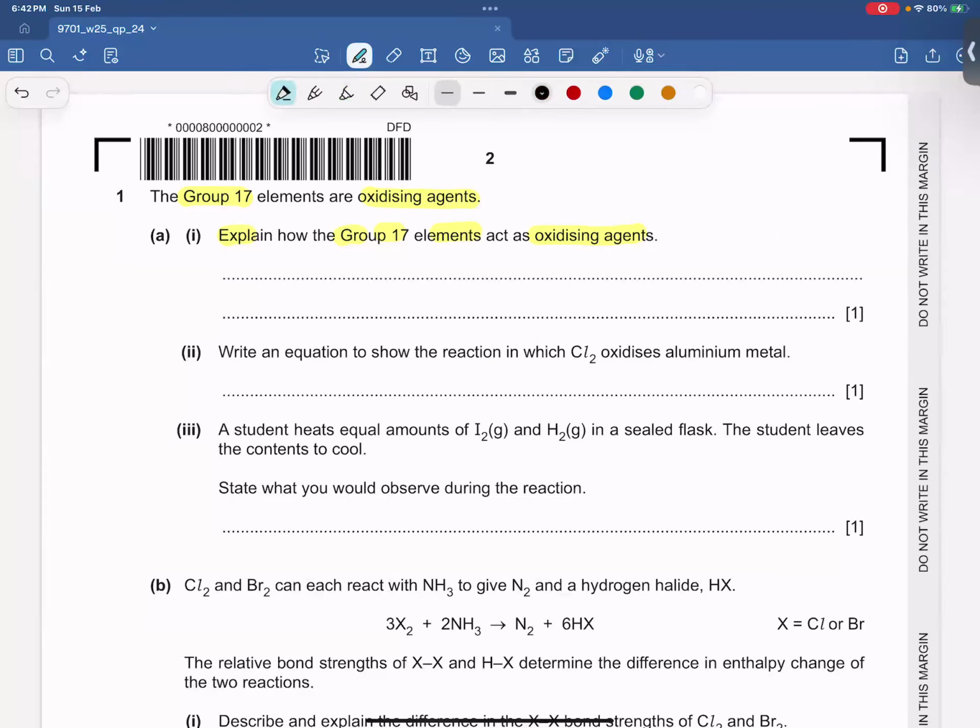So oxidizing agent, halogens, cause another substance to be oxidized and reduce themselves.